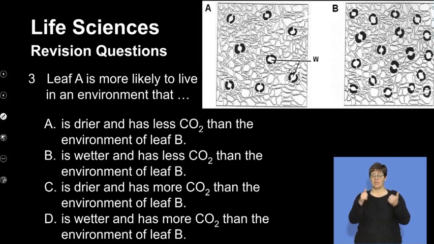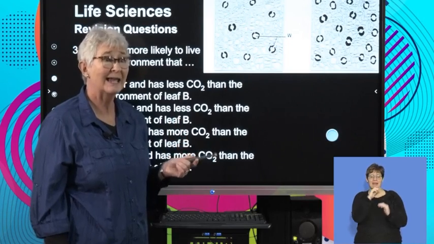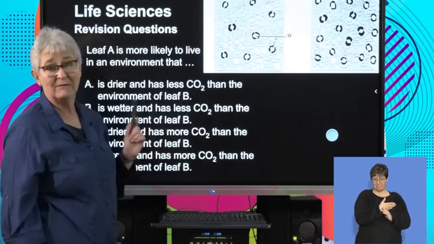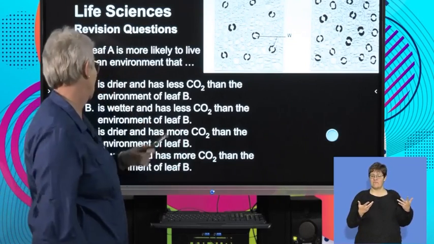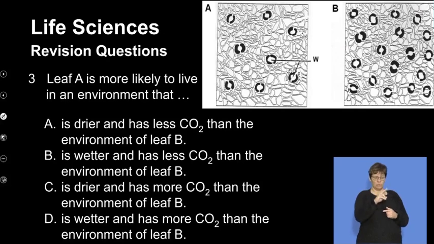Then the next question is testing your understanding: in what environment would this plant, leaf A, survive? If we look, it has fewer stomata, so that tells us that it is adapted to a drier environment. If there are fewer stomata, it also means that less carbon dioxide can get in, so it would survive in an environment that has a lot of carbon dioxide. So we can say it is drier, so that would work. Wetter, no. Drier, yes. Wetter, no.